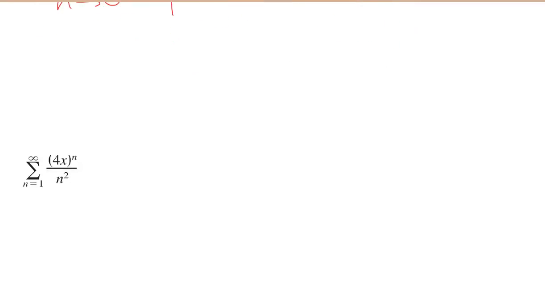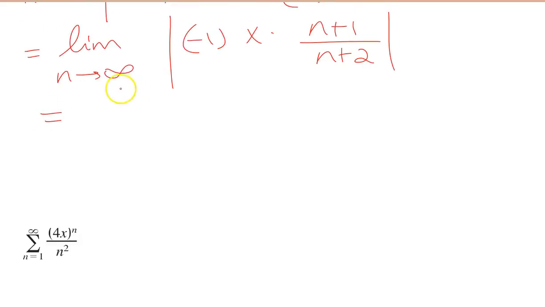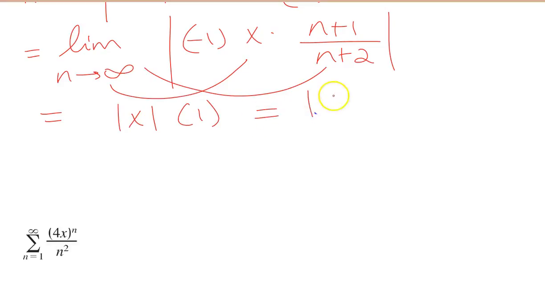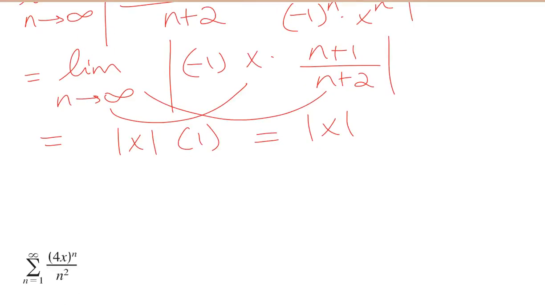Alright, now let's talk about the limit. The limit of negative x inside the absolute value sign is the same as the absolute value of x, because that does not depend on n. The limit of that fraction is 1. So the limit of the ratio is the absolute value of x. So guys, what we have just found is the limit of the ratio. Now we know that the series converges by the ratio test if the limit of the ratio is less than 1. That means your x is between negative 1 and 1.